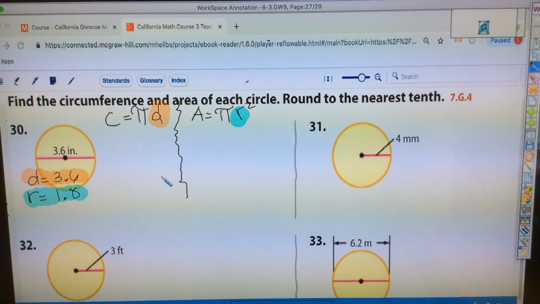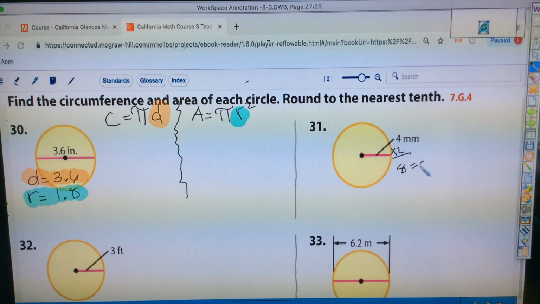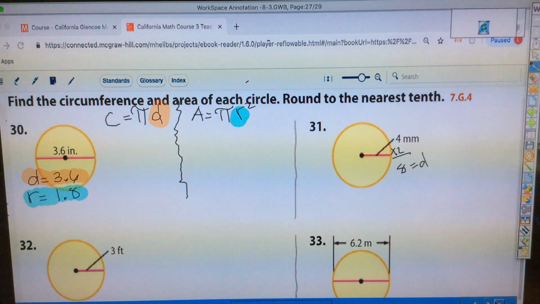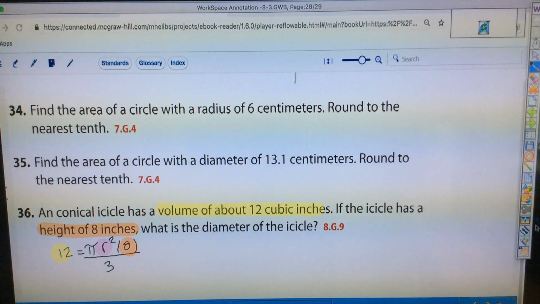Okay, so to get radius, you're going to cut diameter in half. If they're giving you radius, you're going to multiply it by 2 to get diameter. All right, since you're going back and forth between two formulas, you do need both. Okay, the very last one we will talk about for the year, I promise. I'm done torturing you guys.